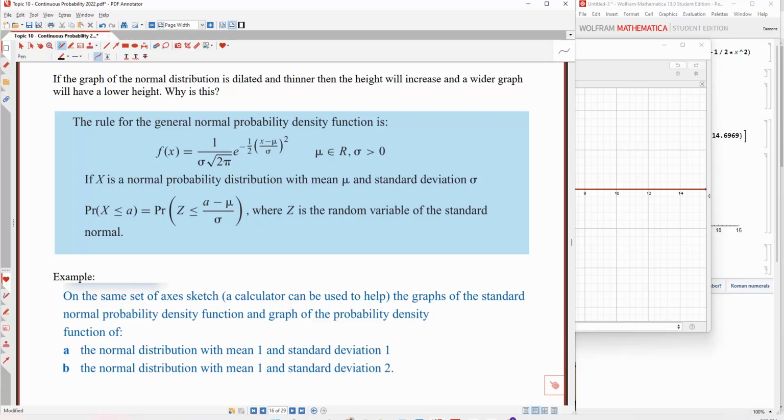Alright, so that's it: if a graph of the normal distribution is dilated and thinner, then the height will increase, and a wider graph will have a lower height. Why is this? To preserve an area under the curve of 1. Okay.